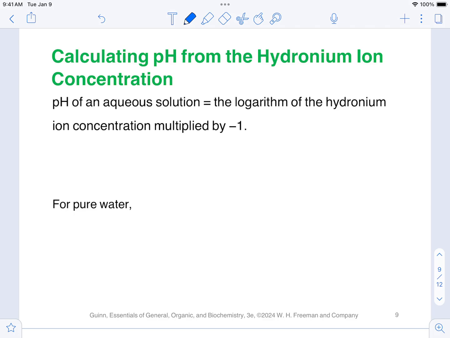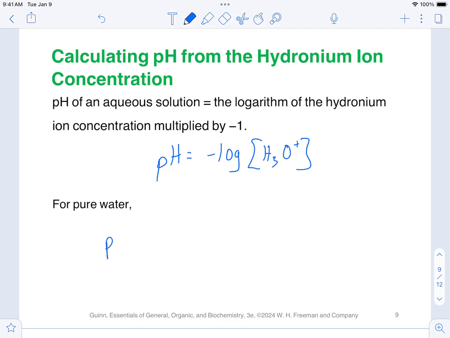Now, what if we already have one of the concentrations and we want the pH? There is a formula for this that you will want to memorize: pH equals the negative logarithm, which is a key on your calculator, of the hydronium concentration. In your calculator, you can just press negative, look for the log button, and then type in your concentration.